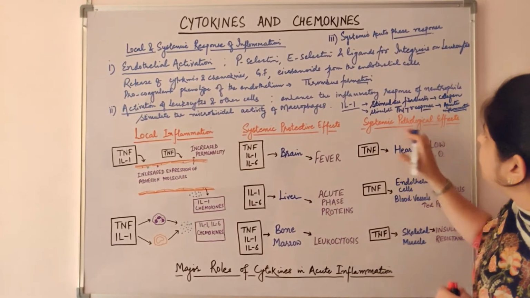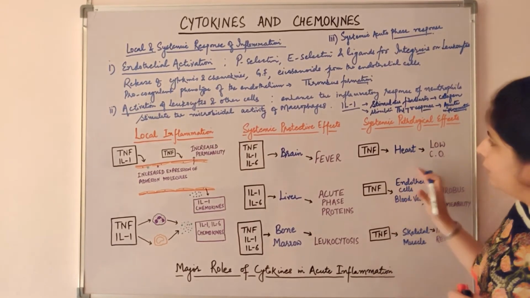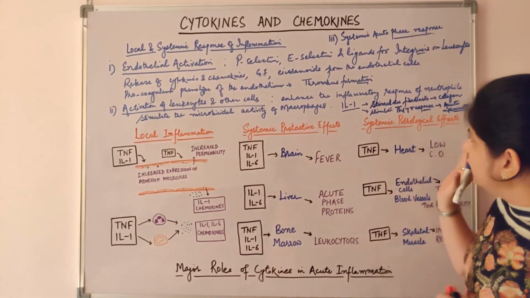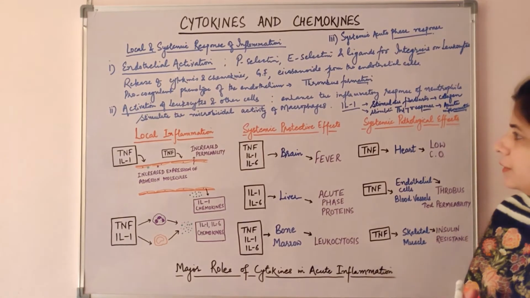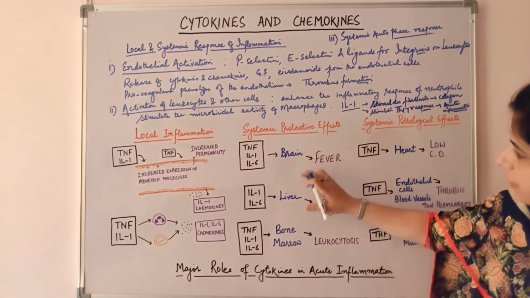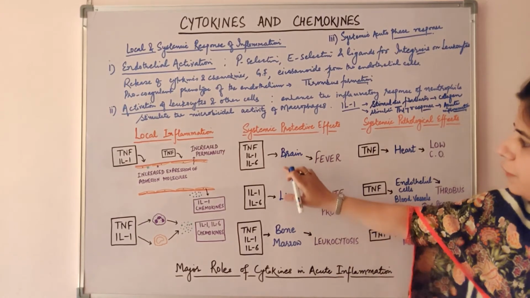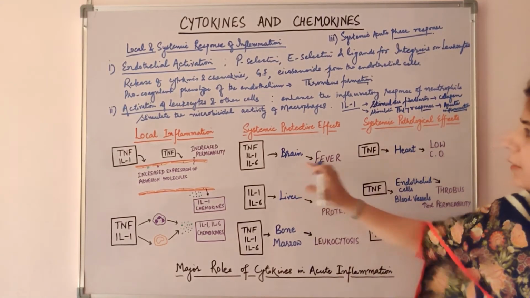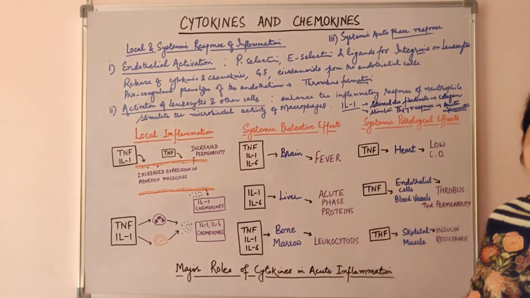We will again discuss the systemic pathological effects of TNF, interleukin 1, interleukin 6 when we discuss the pathogenesis of septic shock in hemodynamic disorders, and the systemic effects of inflammation. We will again discuss the role of TNF, interleukin 1 and interleukin 6 in fever, acute phase reactants and leukocytosis.